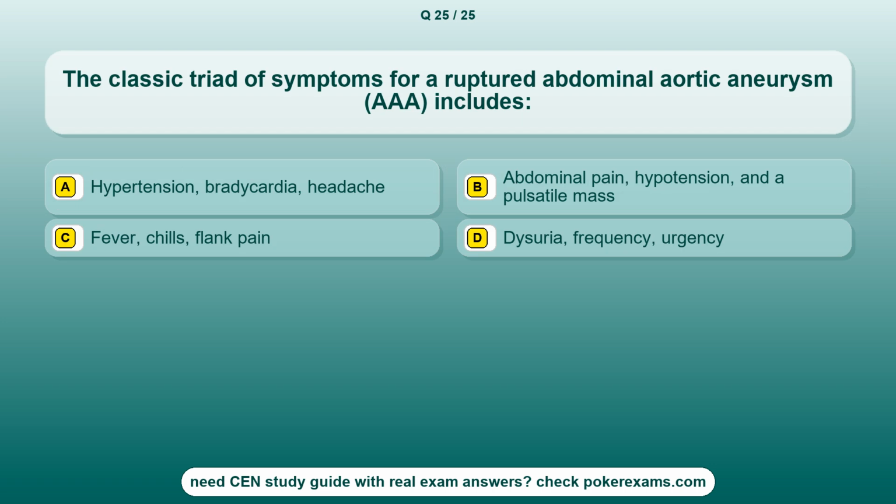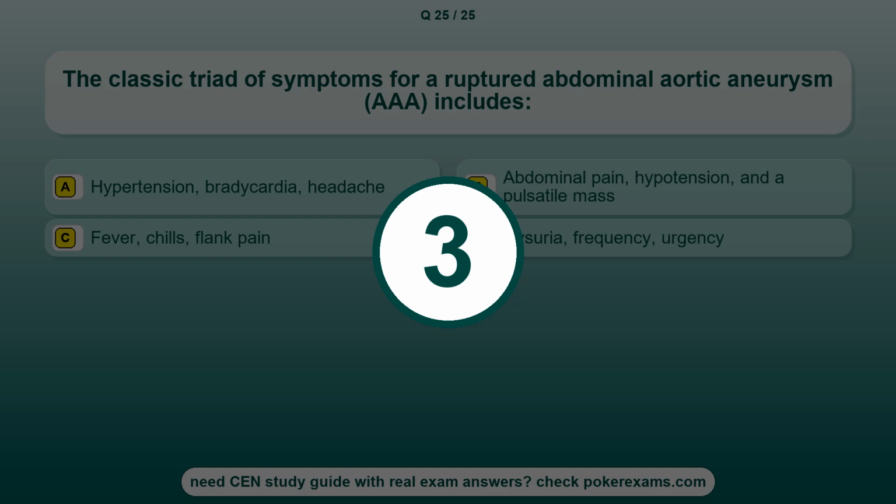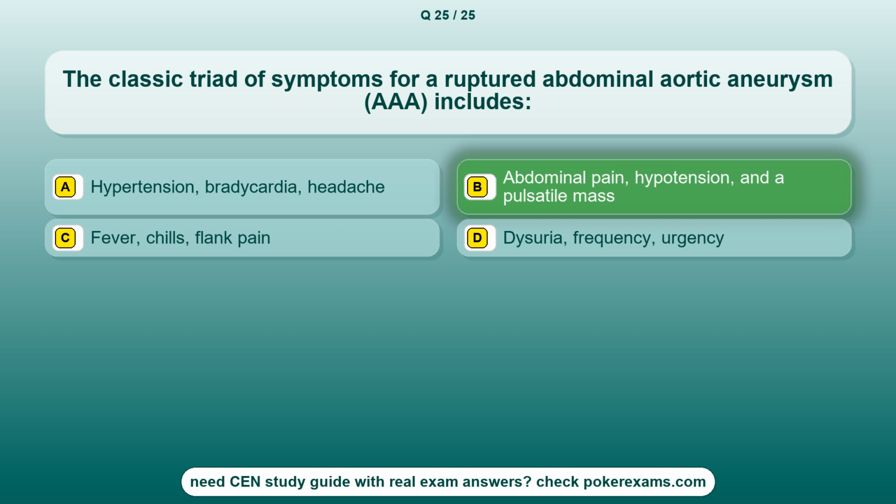Question 25. The classic triad of symptoms for a ruptured abdominal aortic aneurysm, AAA, includes option A, hypertension, bradycardia, headache. Option B, abdominal pain, hypotension, and a pulsatile mass. Option C, fever, chills, flank pain. Option D, dysuria, frequency, urgency. The correct answer is option B, abdominal pain, hypotension, and a pulsatile mass.